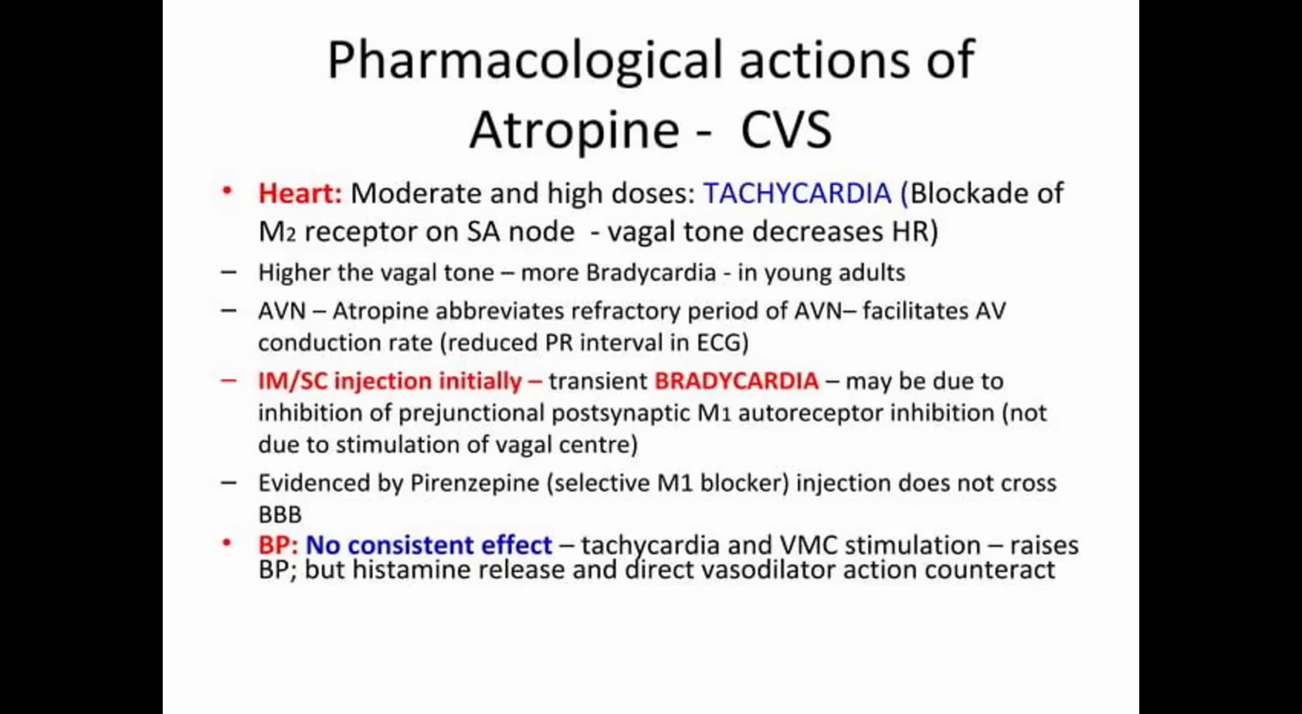Atropine abbreviates the therapeutic period of AVN, facilitates AV conduction rate, and reduces the PR interval in ECG. That's all something to be discussed further. With intramuscular and subcutaneous injections, initially you will have a transient bradycardia. That's why I always tell my fellow friends whenever I was there in the clinics that initially, if you give it, it will not directly cause the tachycardia. That's what is aimed for sometimes in a block.